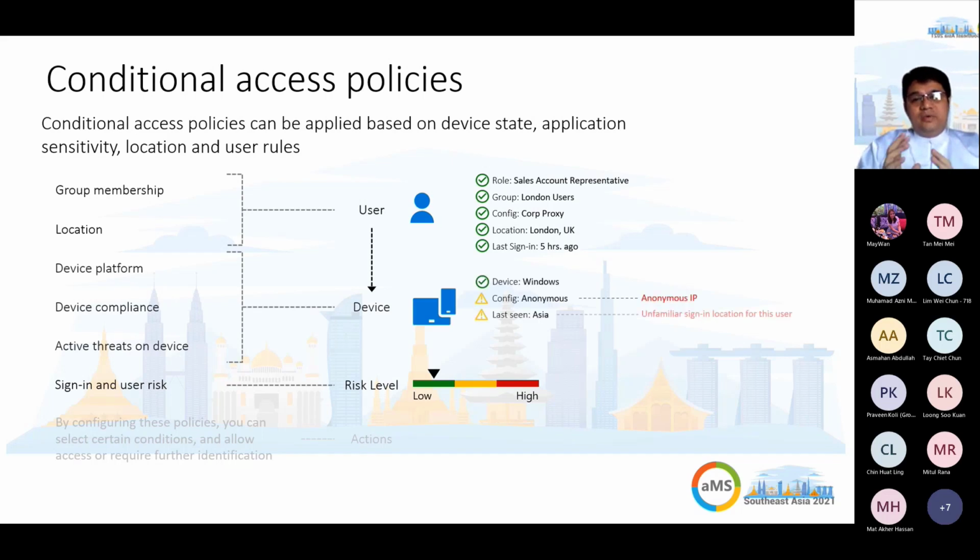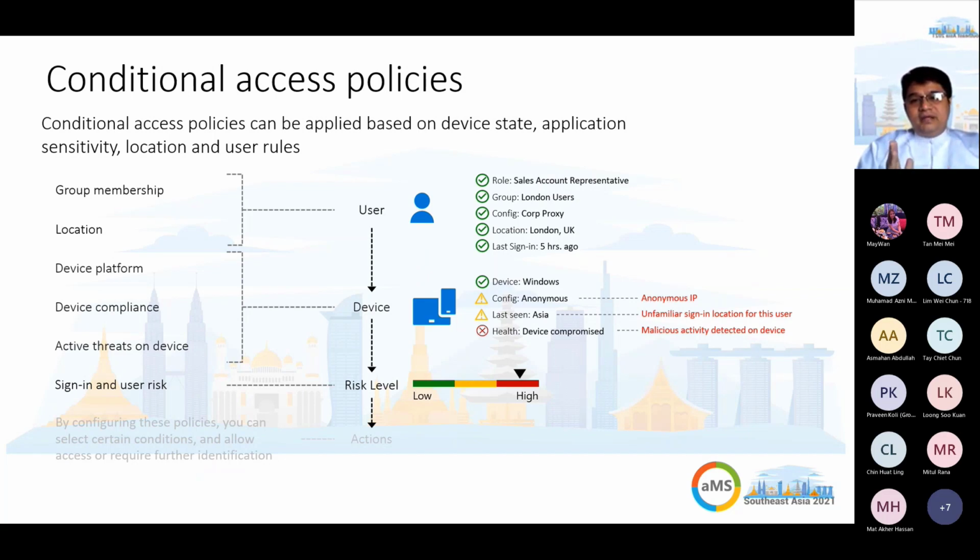Which user is on Windows, which user is on macOS, which user is on Android, and which user is on the iOS platform. If your organization, your user, and your device configuration is anonymous, or not a failure, do not trust your location and other signals for your decision. You can see that your risk level is low, medium, and high.